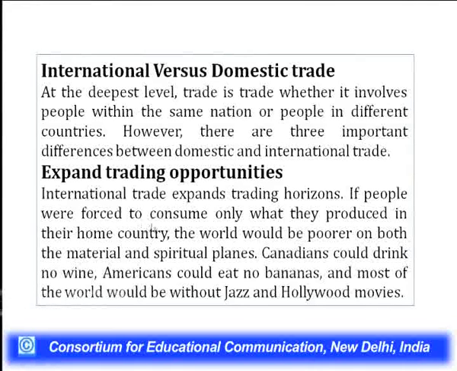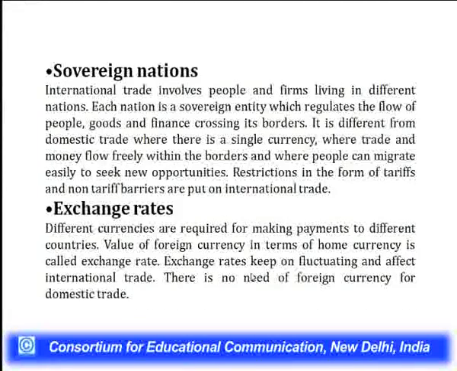If people were forced to consume only what they produced in their home country, the world would be poorer on both the material and spiritual planes. Canadians could drink no wine, Americans could eat no bananas, and most of the world would be without jazz and Hollywood movies.